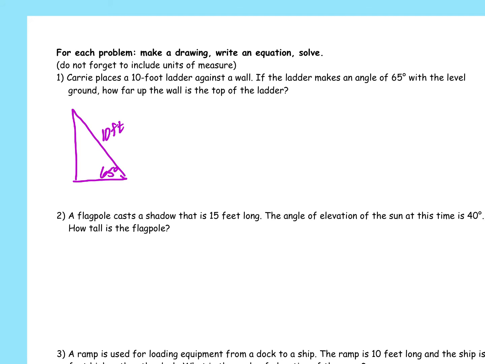How far up the wall is the top of the ladder? And here's my wall, so I'm just going to label that x. Now I can set up a trig equation and solve. It looks like it's sine. So sine of 65 is going to equal x over 10. So x is going to equal 10 times the sine of 65, which is approximately 9.1 feet.